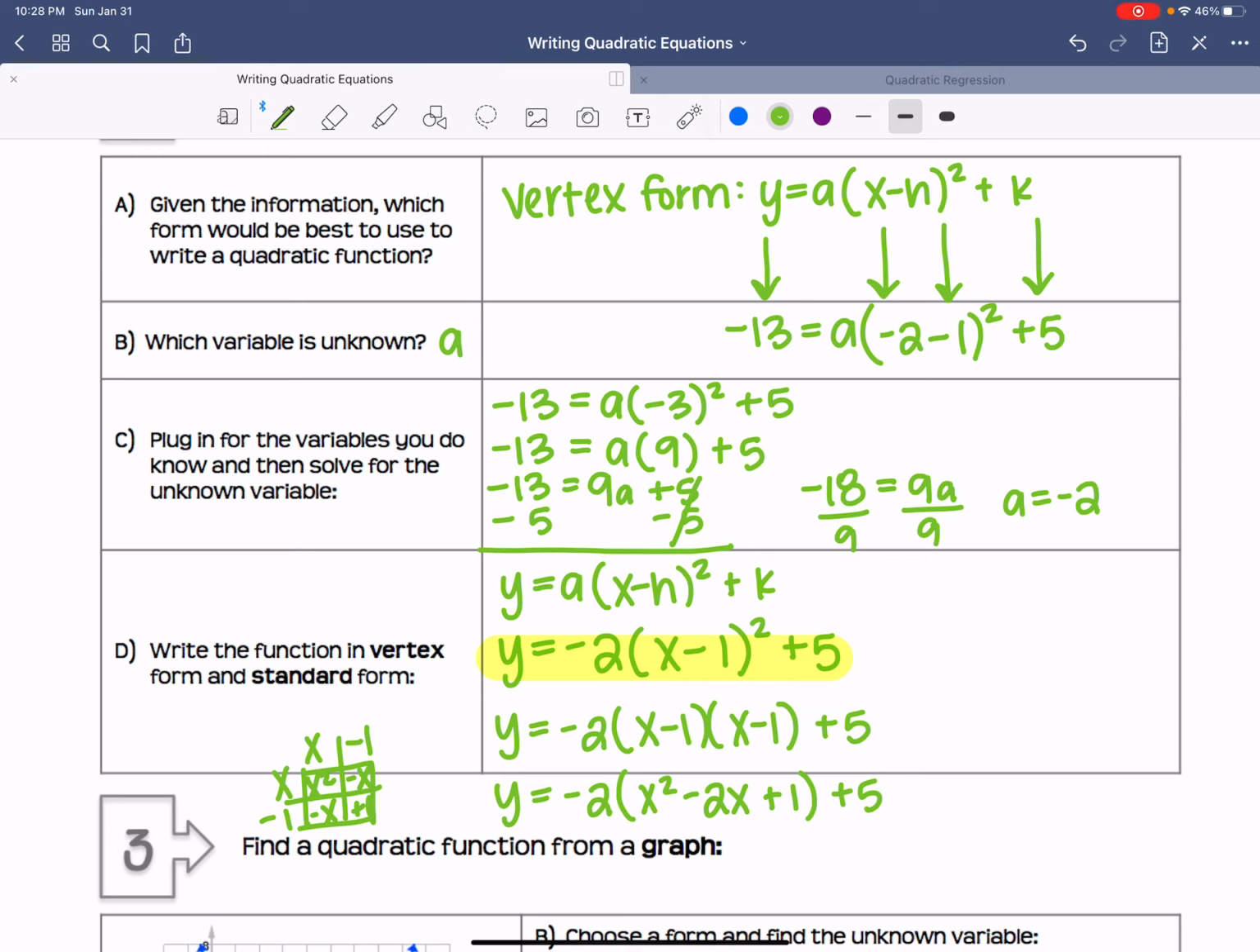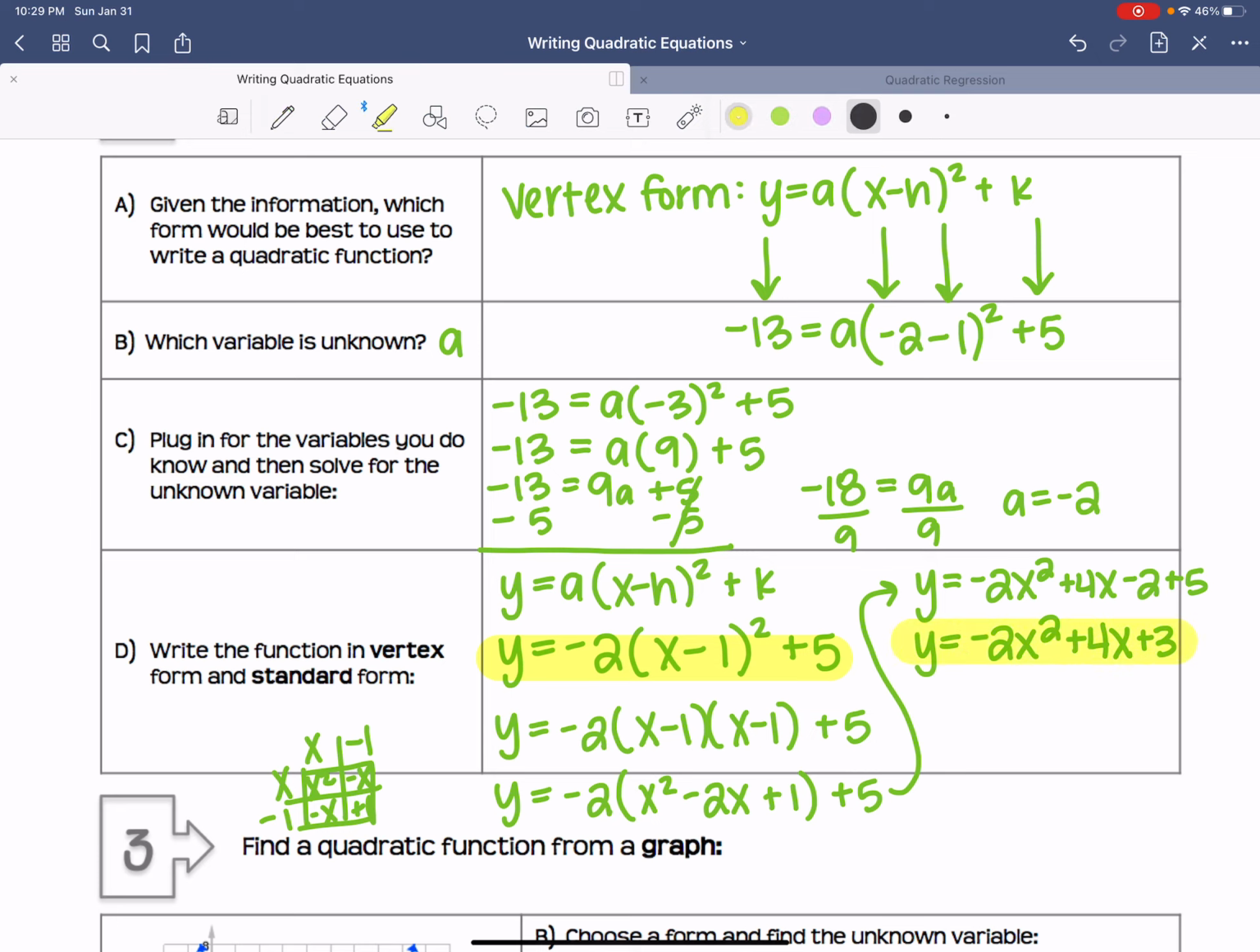Now we're going to distribute. So I'm going to come up here. y equals negative 2x squared plus 4x minus 2, and then plus 5 on the end. Now we just need to add that negative 2 plus 5. So y equals negative 2x squared plus 4x, that would be plus 3. And that's our equation in standard form. So those are our two equations. Well, they're the same equation, just written in two different forms.